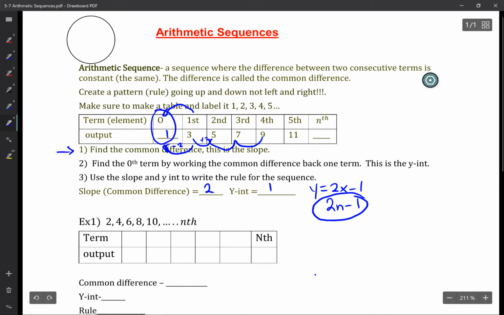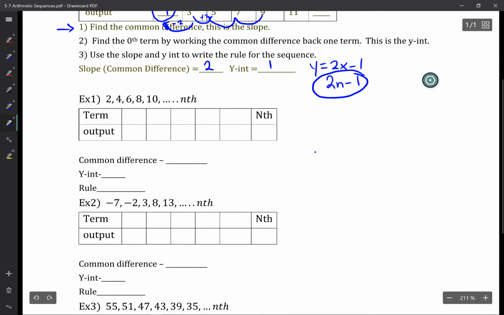All right, so let's try it again with another problem. Example one: 2, 4, 6, 8, 10, nth term. Let's find the hundredth term, and we're going to do this on the next one, too. First thing we do, we always put in 1, 2, 3, 4, 5. The first number was a 2, the second number was a 4, the third number was a 6, the fourth number was an 8, the fifth number was a 10.